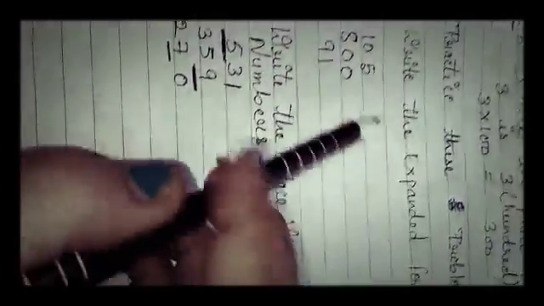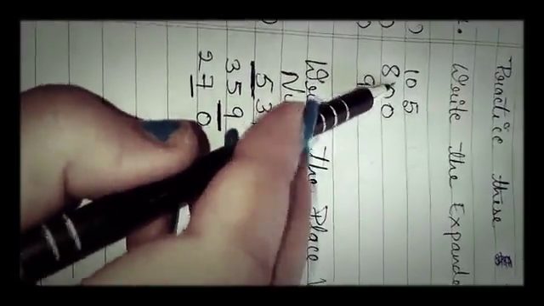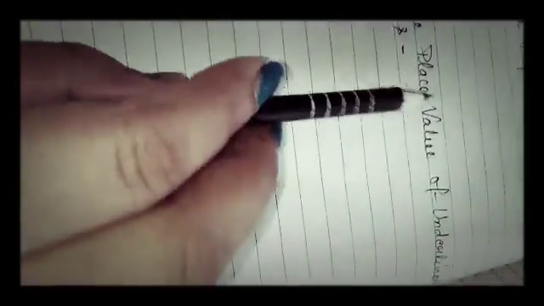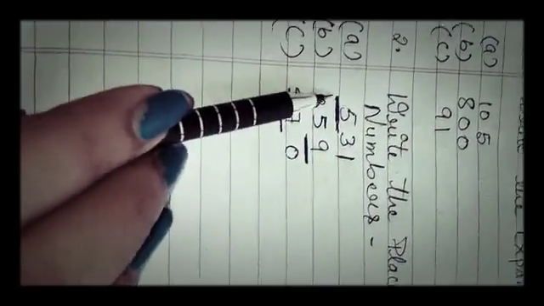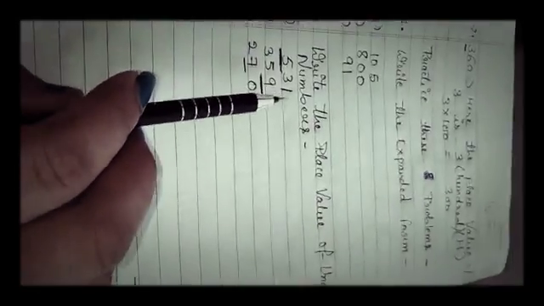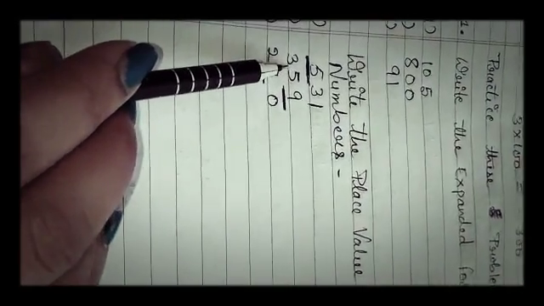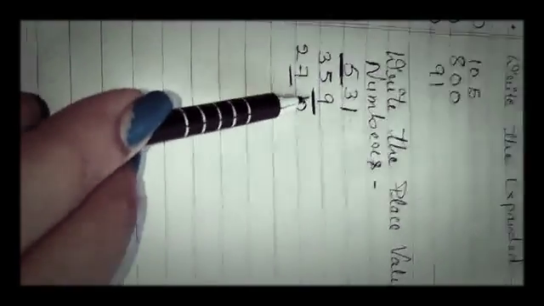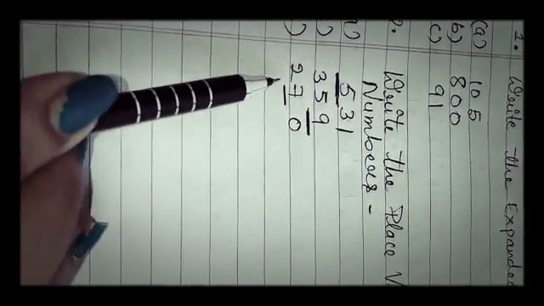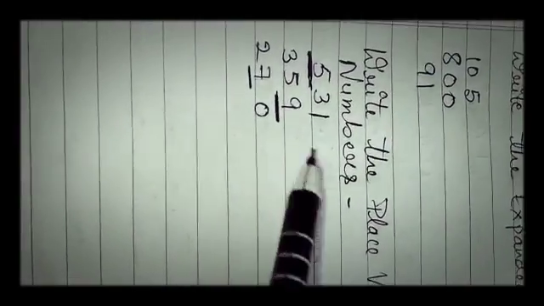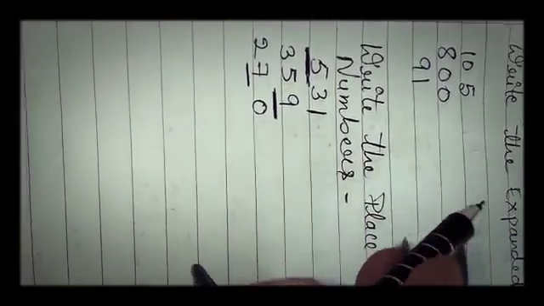Write the expanded form of the numbers 105, 891. Write the place value of the underlined number: 531, here 5 is underlined; 359, 9 is underlined; and 270, here 7 is underlined. So students, you all have to do these 6 questions, solve them in your rough copies.